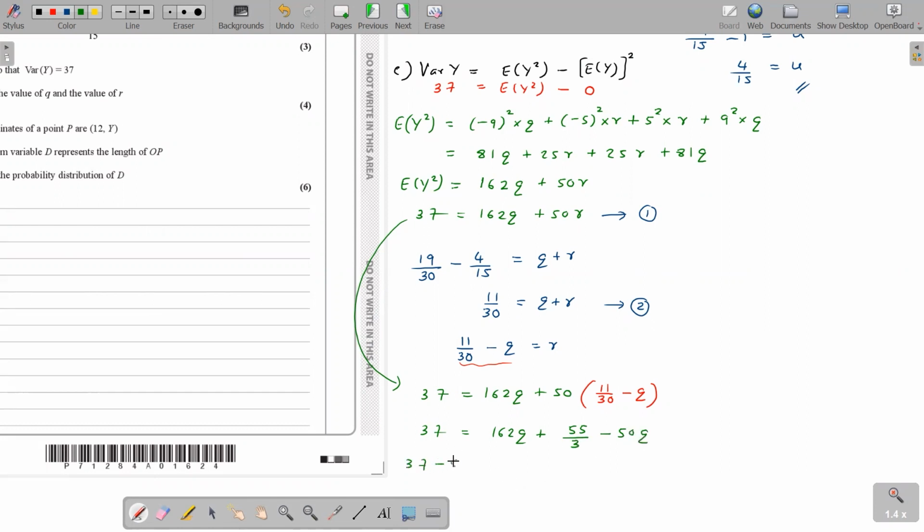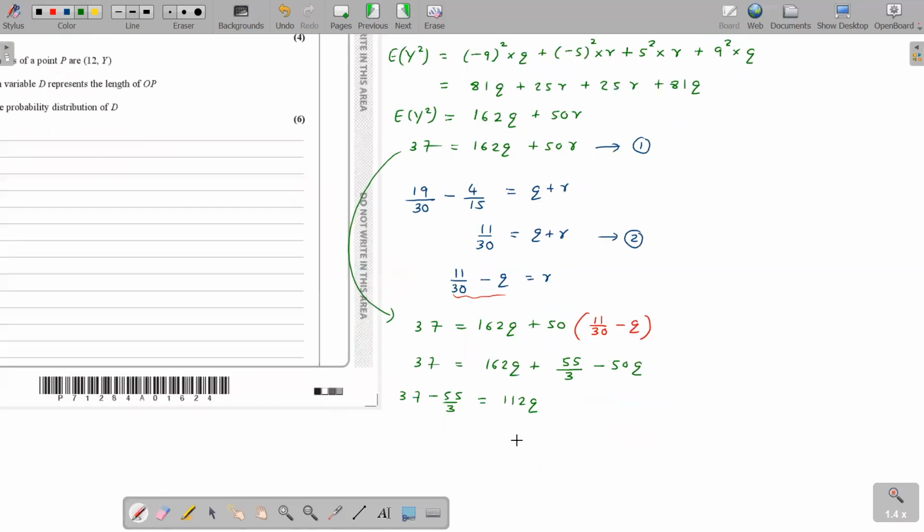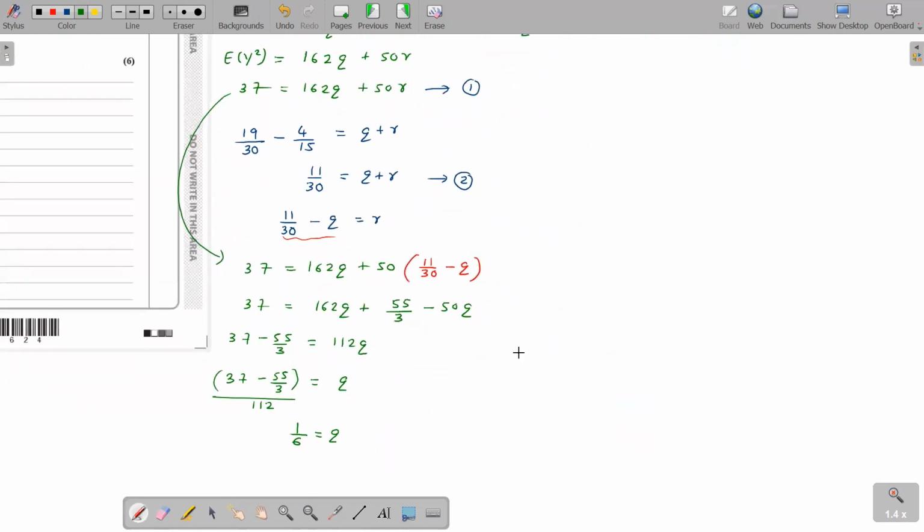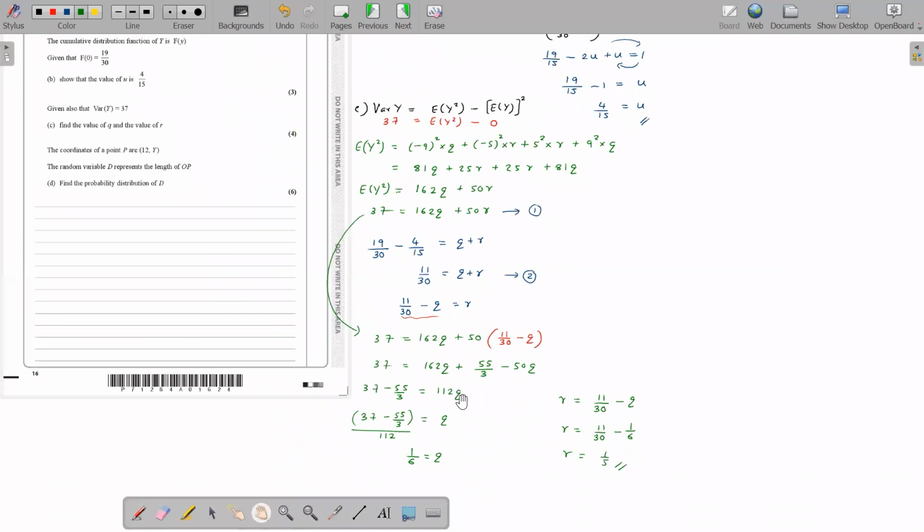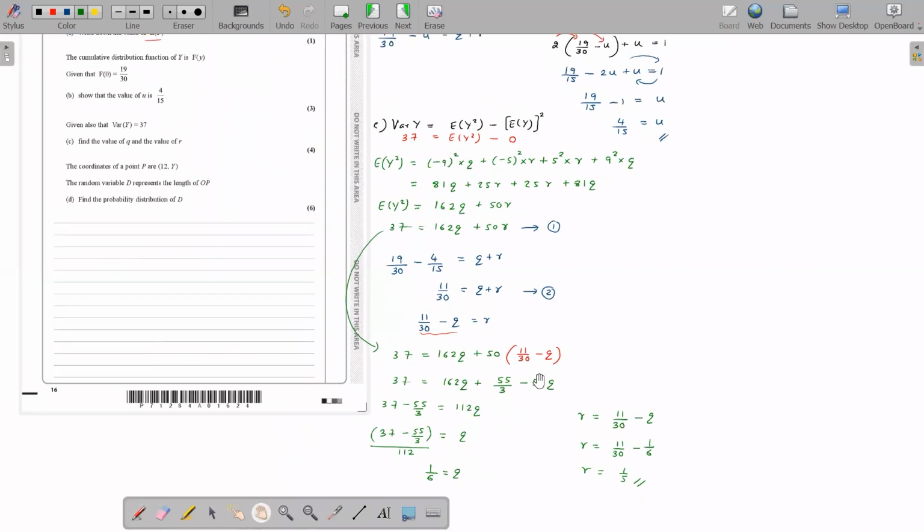So 37 minus 55 over 3 equals 162 minus 50, simplify. How much is q? 37 minus 55 over 3 divided by 112. Q is 1 over 6. Input the q value as 1 over 6 and get the r. R equals 11 over 30 minus q. R equals how much? 1 over 5. Okay, so these are the two solutions for q and r. Okay, then let's move on to the next part.